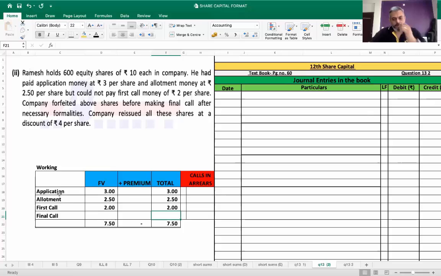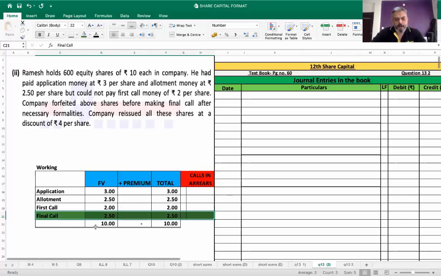over here, company made the application, then went for allotment, then company went for first call. Now before the final call, company forfeited 600 shares of Ramesh for non-payment of first call. So final call of 2.5 was not yet called. उसका हमें अभी कुछ भी करना नहीं है. I'll just mark it. We don't have to do anything for this final call.